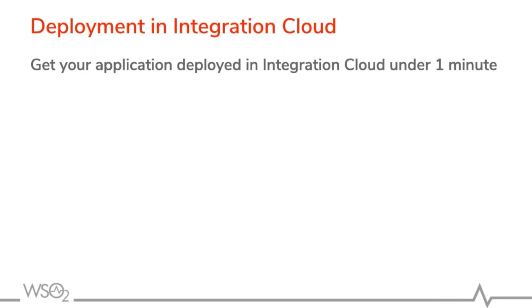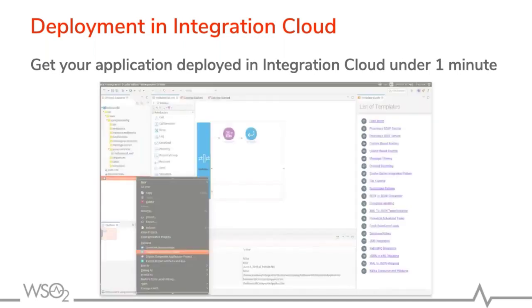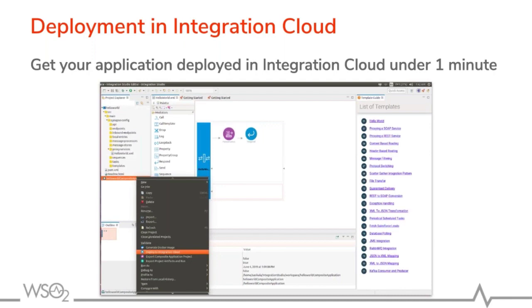So we wanted to improve your experience in getting your applications deployed into our integration cloud, because we wanted to let you do it through the integration studio itself. So what we are promising is to get your application deployed in our integration cloud in under 1 minute. What you have to do is quite simple. You just have to click on the project, and click on the option to deploy your project into the integration cloud.